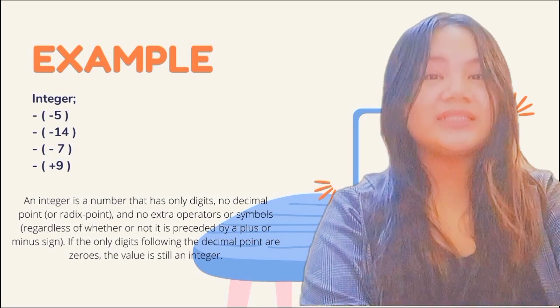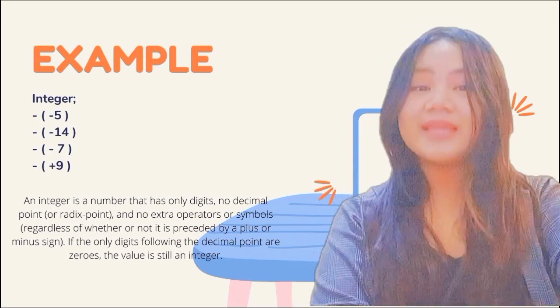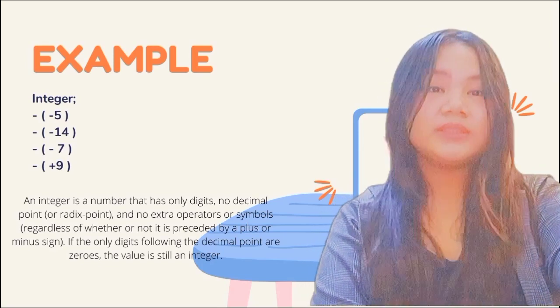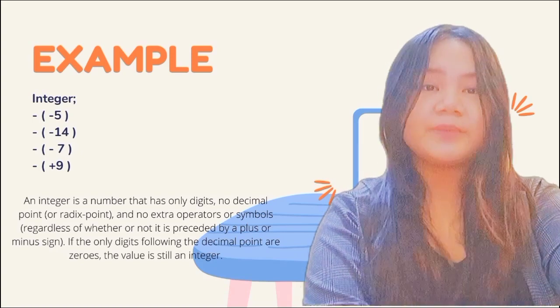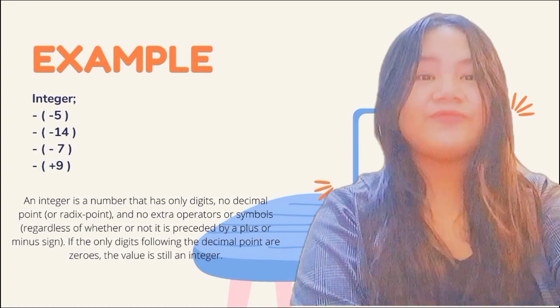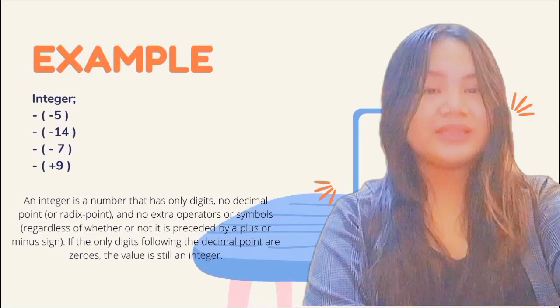An integer is a number that has only digits, no decimal point or radix point, and no extra operators or symbols, regardless of whether or not it is preceded by a plus or minus sign. If the only digits following the decimal point are zeros, the value is still an integer.